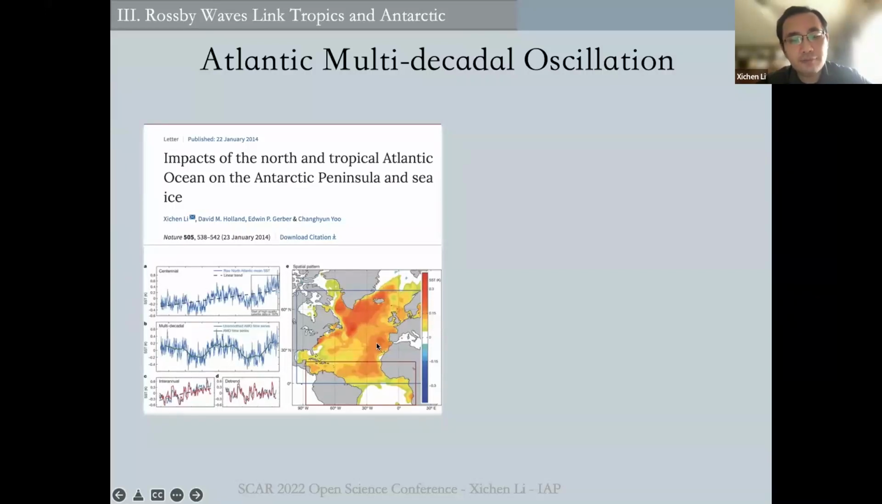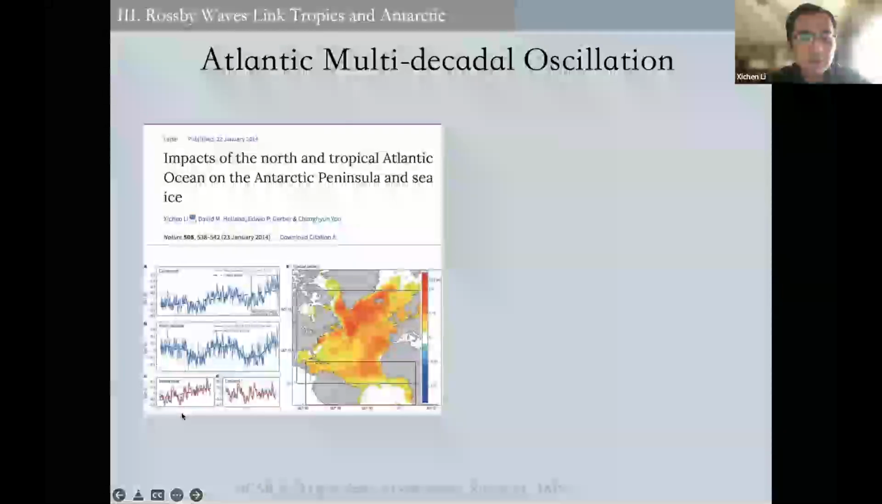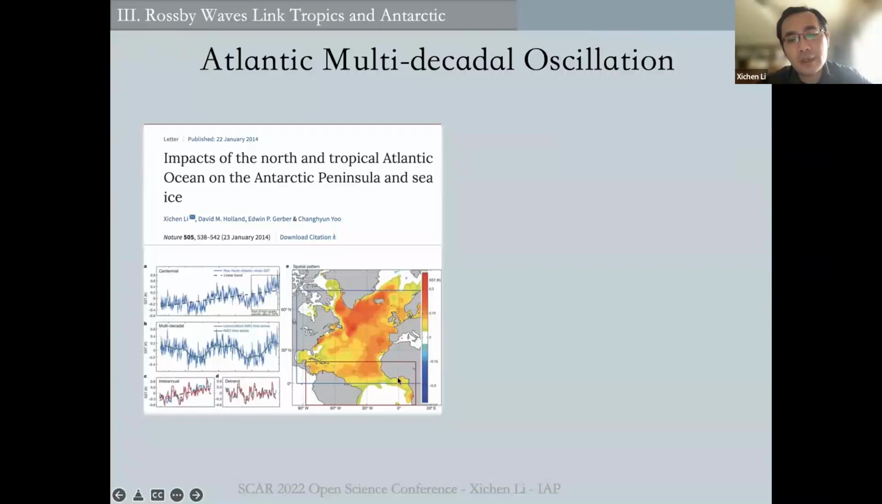And in the past 40 years, the positive phase of the Atlantic Multidecadal Oscillation, together with the global warming trend, led to a rapid warming over the entire tropical and North Atlantic. The mean temperature change over the tropical and North Atlantic is about 0.6 degrees in the past 40 years, but in some regional areas, the warming trend is much faster.